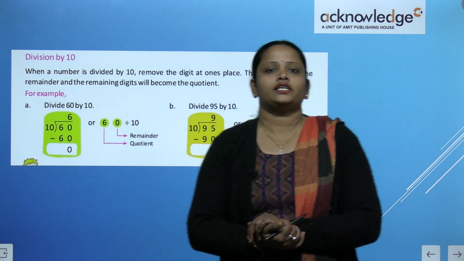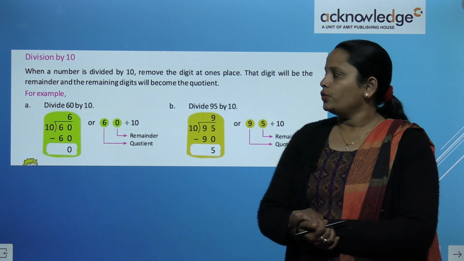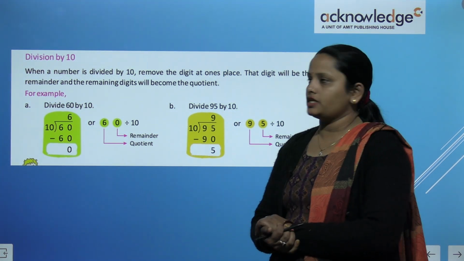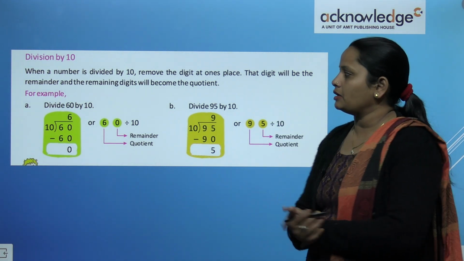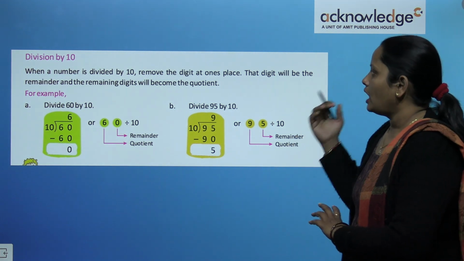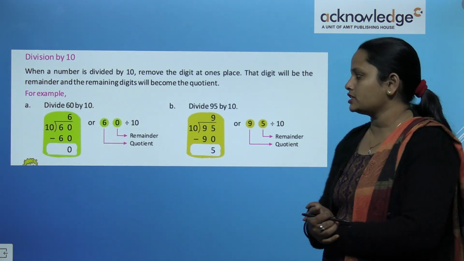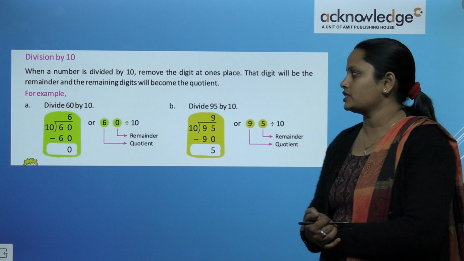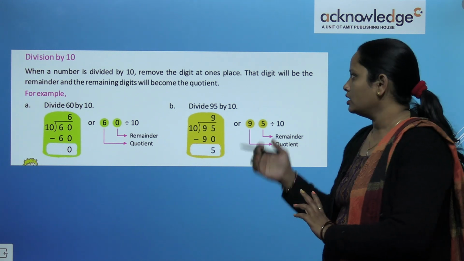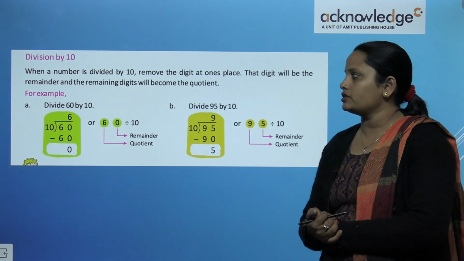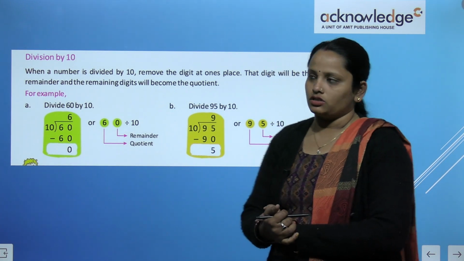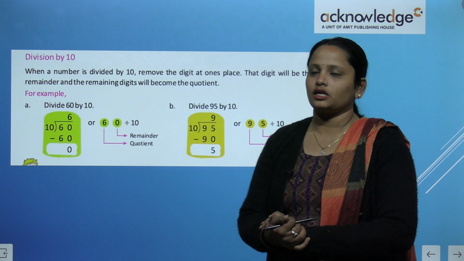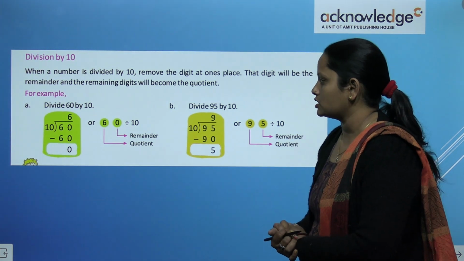Now children, let's learn division by 10. When a number is divided by 10, remove the digit at ones place. जब किसी भी नंबर को हम 10 से डिवाइड करते हैं, हमें क्या करना है? We have to remove the digit at ones place. वन्स प्लेस के डिजिट को हमें रिमूव कर देनी है. The digit will be remainder and the remaining digits will become the quotient. जो डिजिट है वो remainder बन जाएगा, बाकी बचे हुए डिजिट्स quotient बन जाएंगे.